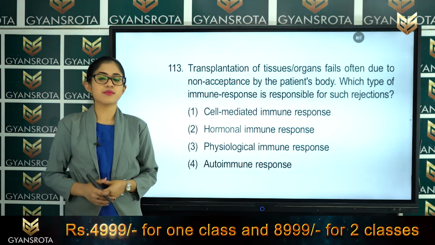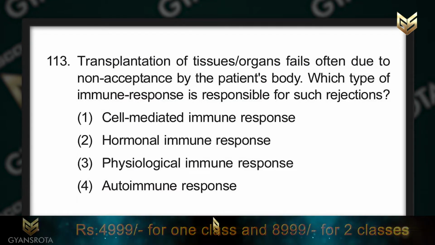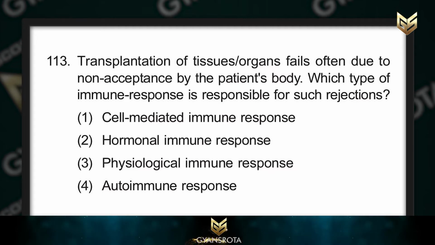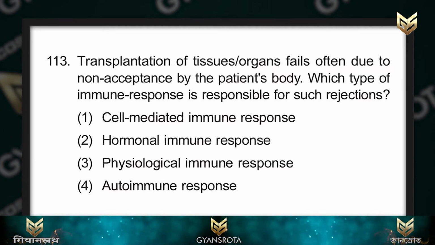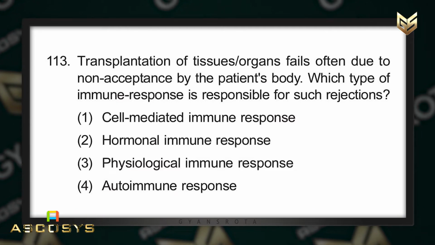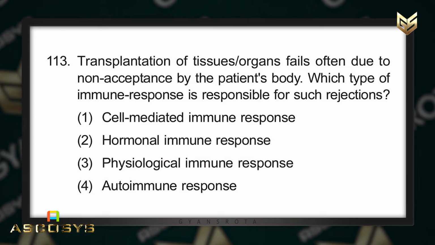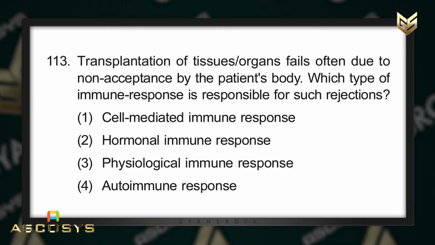So, in this question number 113, transplantations of tissues or organs fail often due to non-acceptance by the patient's body. Which type of immune response is responsible for such rejections? Options are given. First option is cell-mediated immune response, then humoral immune response, then physiological immune response, or autoimmune response.